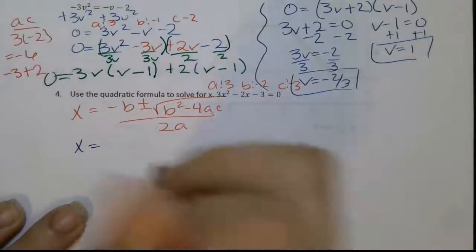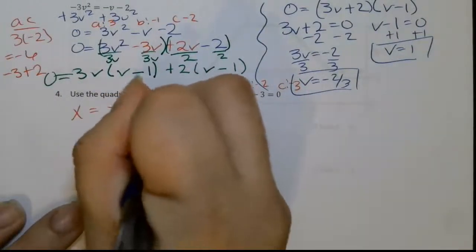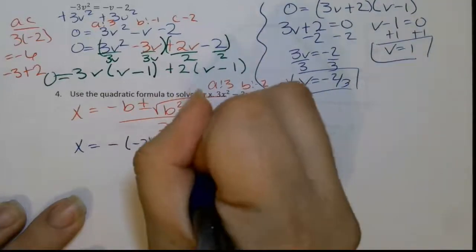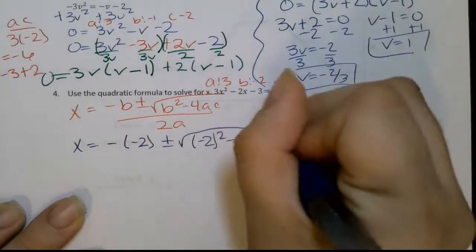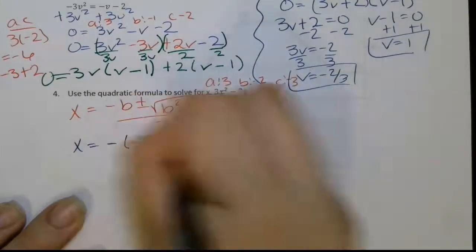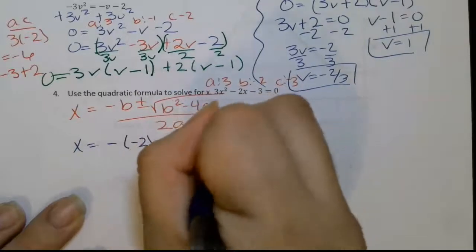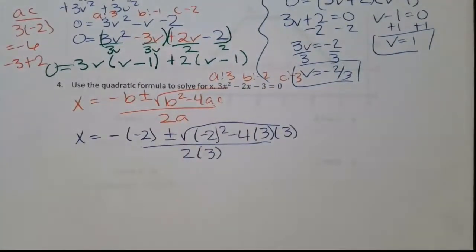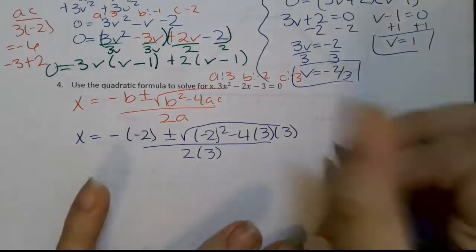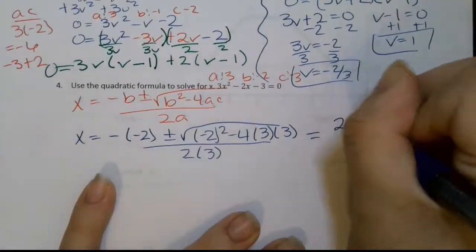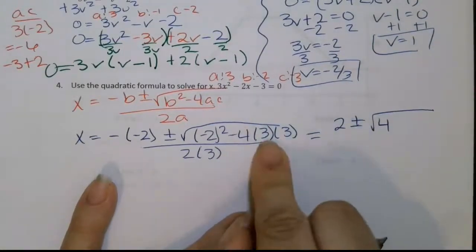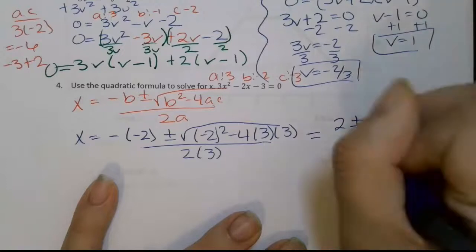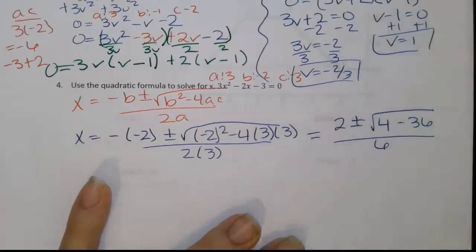I have x equals negative, my b is -2, plus or minus the square root of b squared, so -2 squared, minus 4 times my a value of 3 times my c value of -3, over 2 times a, which was 3. Then I want to do my multiplication. So I have -2 turns into +2. -2 squared turns into 4. -4 times 3 is -12. Times -3 is 36. 2 times 3 is 6.